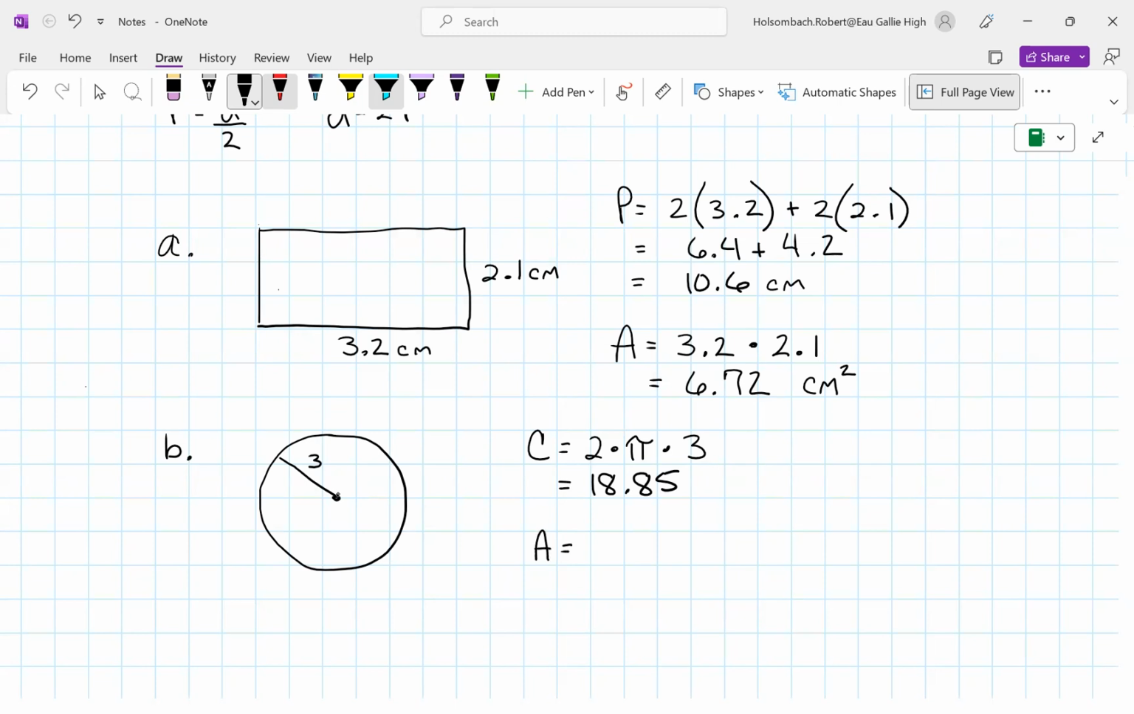Our area is equal to pi times the radius, which is 3, squared. Now, make sure you square the 3 before you multiply it by pi. All right, so when I'm doing area, I like to work backwards. So now in the calculator, if you push 3 and then the x squared button, which is 2 above the 8, and then you can push times the pi button and hit equals. And I get 28.27.